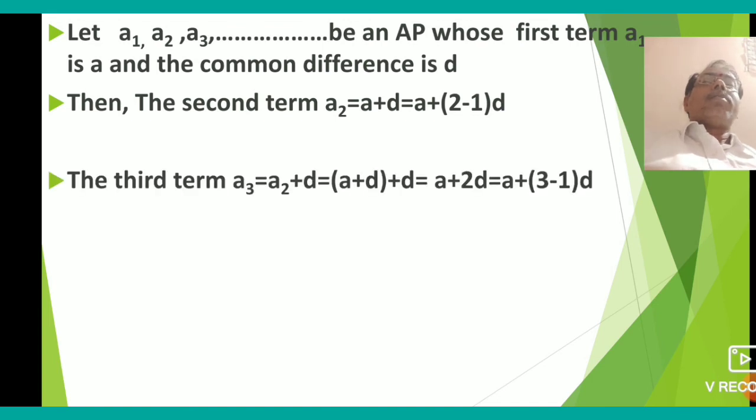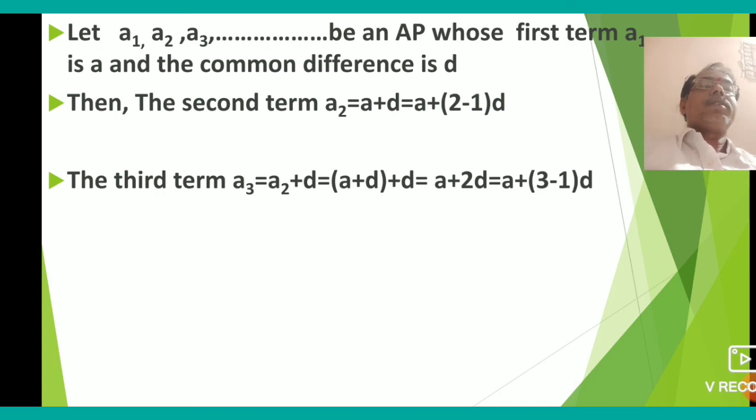Now the third term A3 is equal to A2 plus D. By the definition of arithmetic progression, we have to add the common difference to its previous term. So the previous term to A3 is A2, that's why A2 plus D. But A2 is nothing but A plus D. So A plus D plus D is equal to A plus 2D. That means A3 is equal to A plus 2D. Then that 2 is written as 3 minus 1, so A plus 3 minus 1 into D.